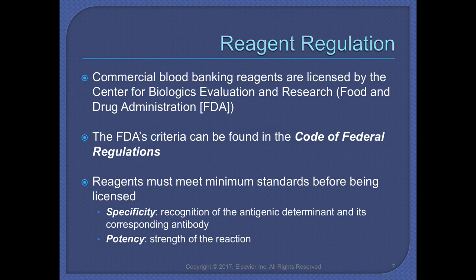But before we can talk about the actual composition of the reagents, we have to talk about how these reagents are being regulated. We can't just buy anything and then use it in the blood bank. Obviously, there's some sort of regulation and quality control and assurance in the blood bank department. So the FDA provides the regulations for licensing this blood bank reagents. So they license commercially available anti-sera and red cell products. The FDA has pretty much established a set of minimum standards that relate to product specificity and potency.